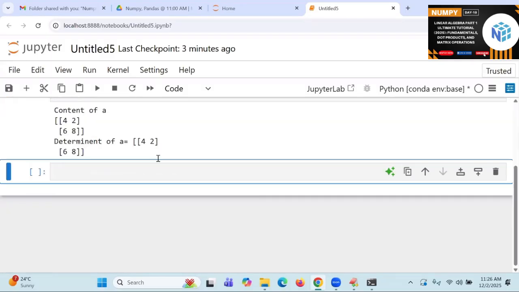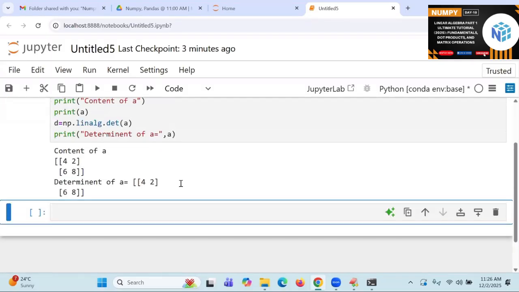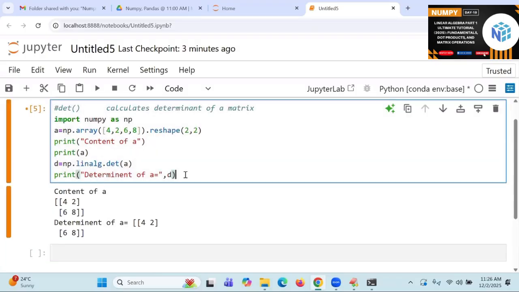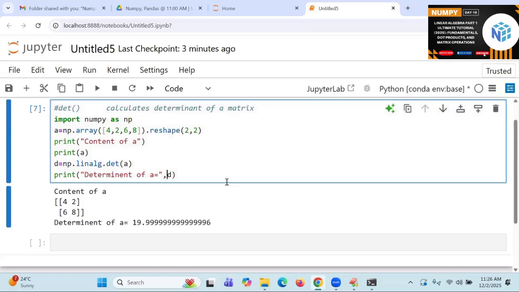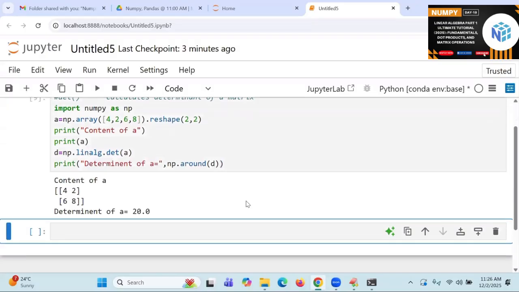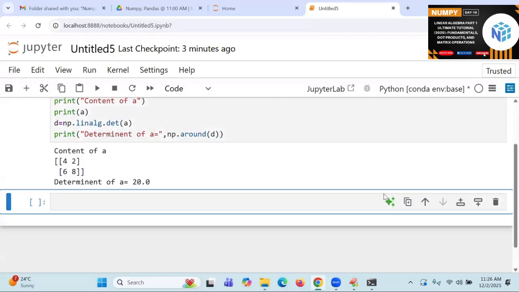So what is the answer going to be, students? Determinant of D. What is the answer? 19.99999. It is not going to come as 20. If you want, as I already said, apply a round off. Did you remember round off? So np dot round of D. What is the answer now? 20 point. Online students.